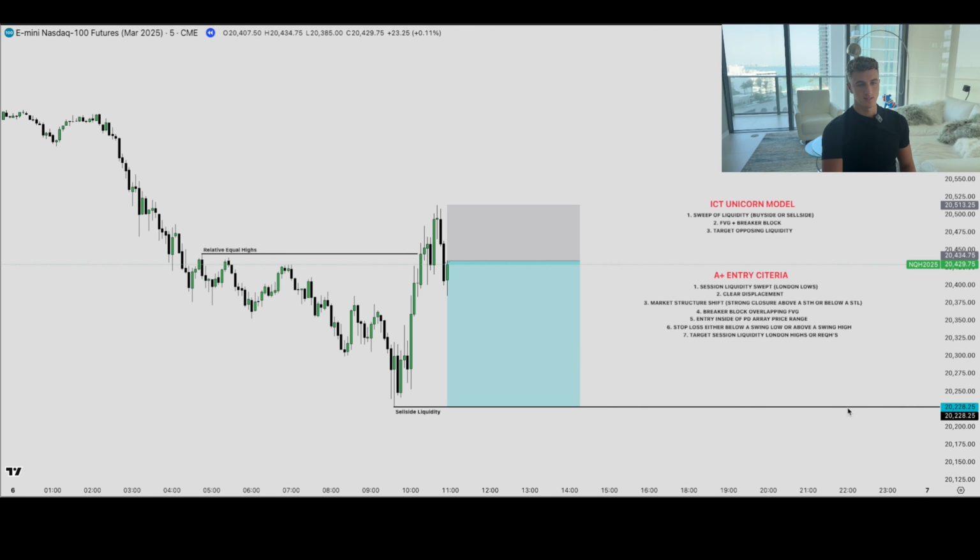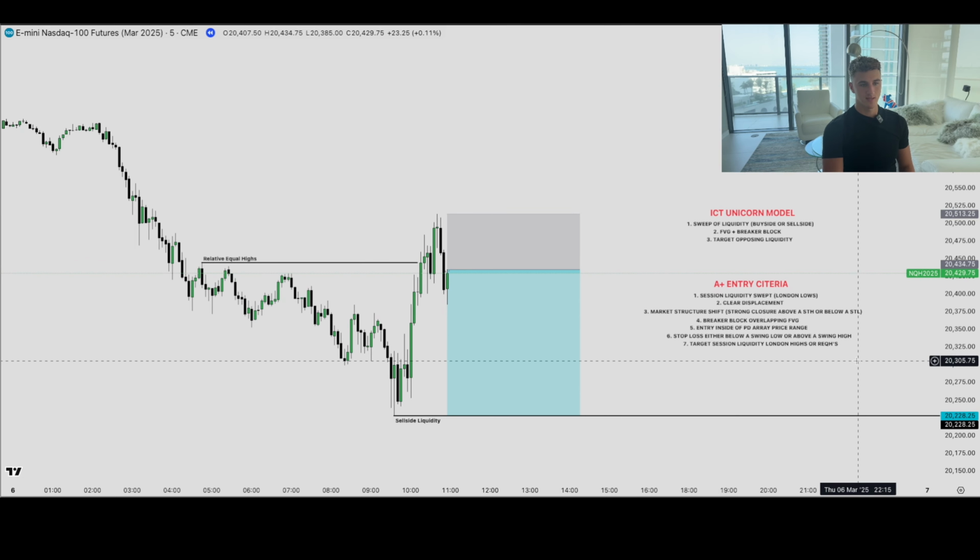So down here, as you can see, I've actually included my A+ entry criteria. I've broken down this model on my channel many times, but I've never actually included my A+ entry checklist of what I look for in order for the setup to be the highest probability. So first things first, you want to see a session liquidity sweep. So what do I mean by that?